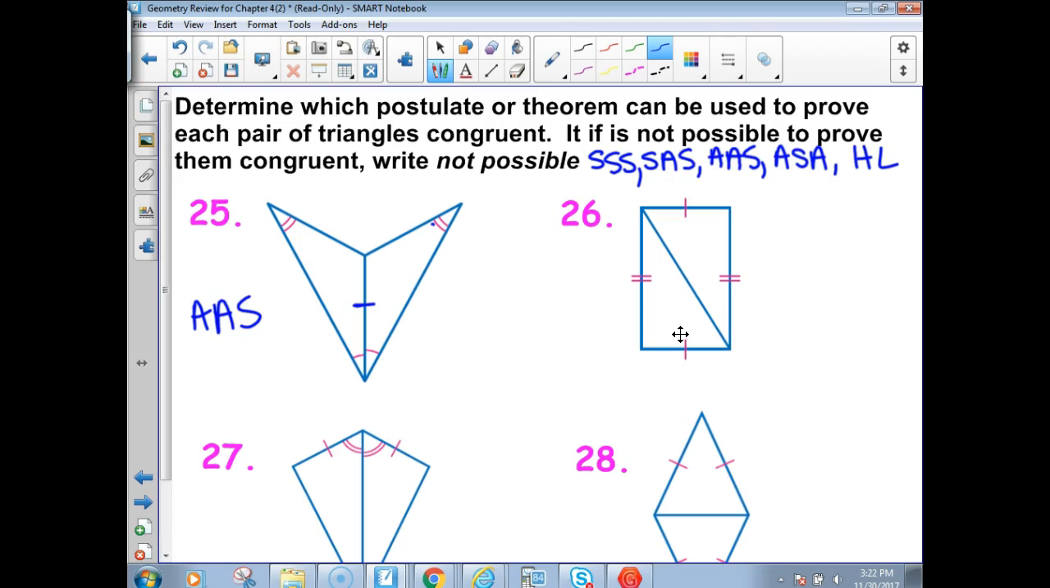All right, so if you understood it now without the letters on there, because this side is not between those angles, then it's AAS. All right, this one, shared side in the middle. This one's the easy one. All of those are what? Yes, side, side, side.